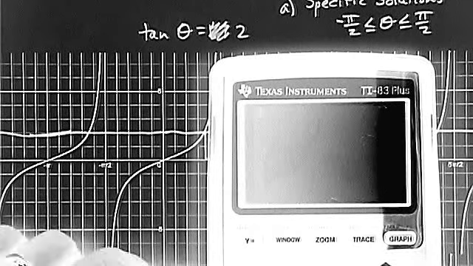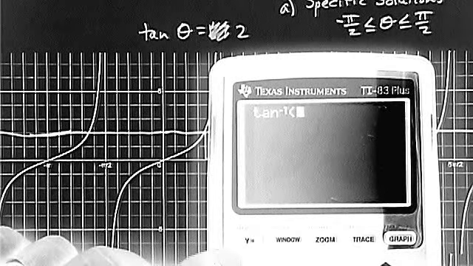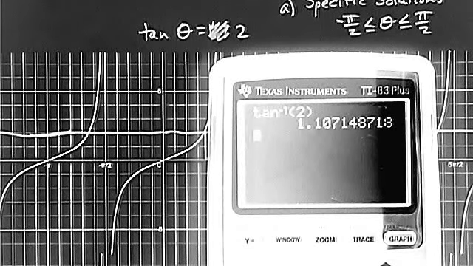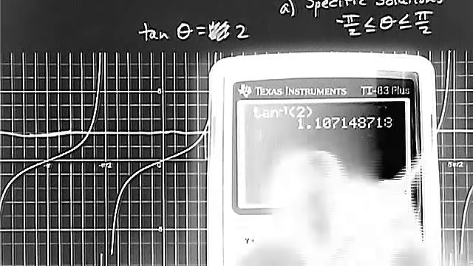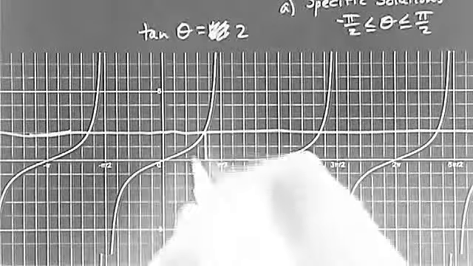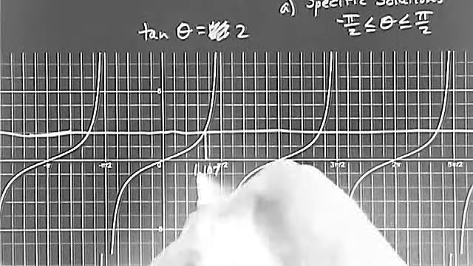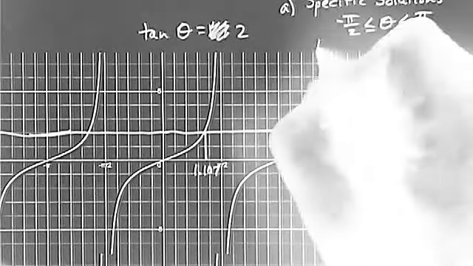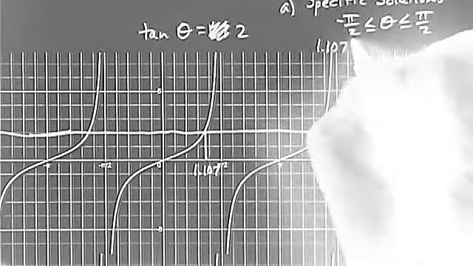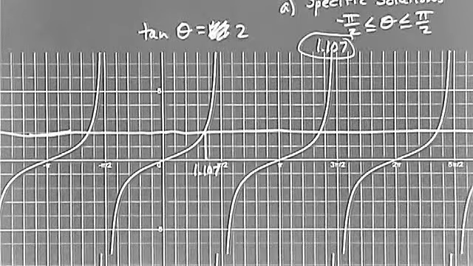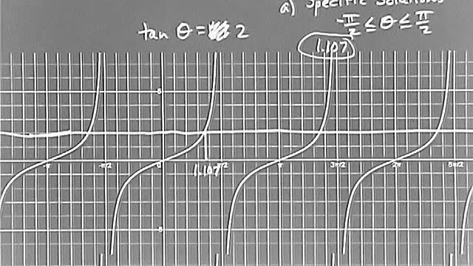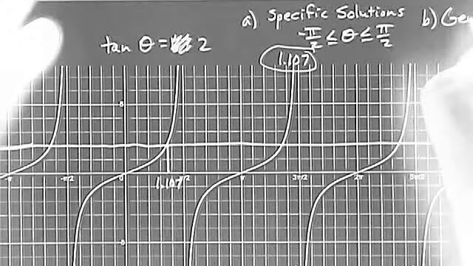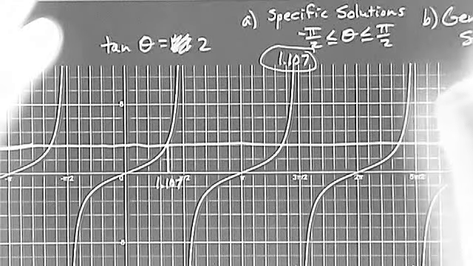Now, curious, can we invert the tangent of 2 and get an answer that's between 0 and 1.57? Sure. And when we do, we get 1.107. Guess what? That's it, 1.107. There's only one answer between negative pi over 2 and positive pi over 2. Now, how do I change that to a general solution?